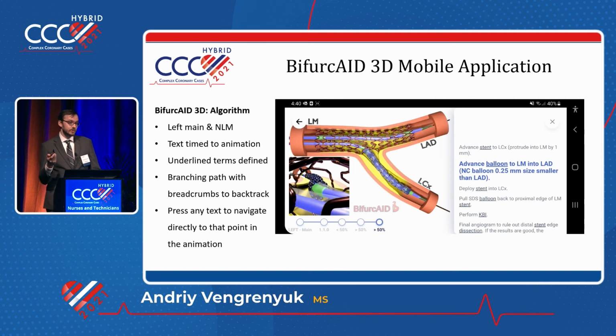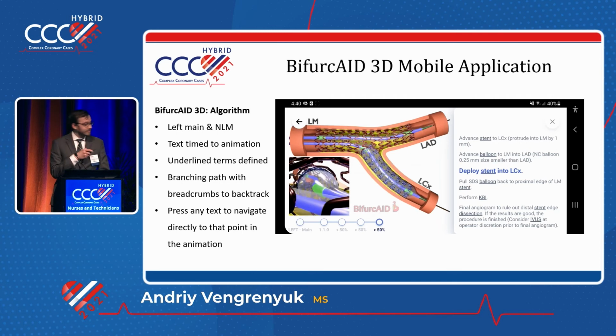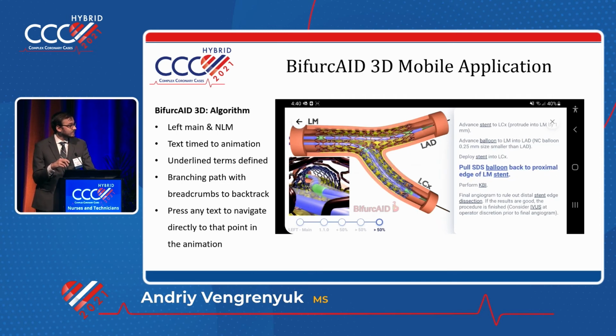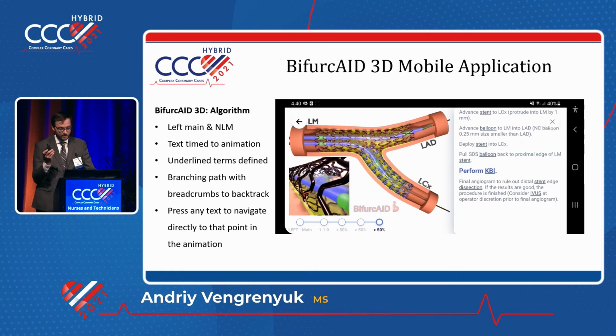This is TAP, T-stent and protrusion. All of the steps are highlighted here. And at any point, you can click on the text, and it will navigate automatically to that point in the animation.